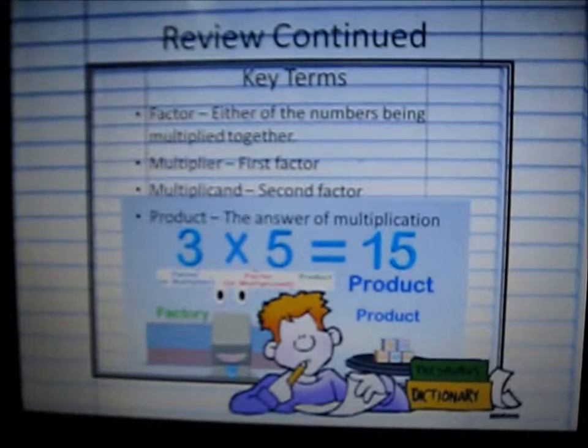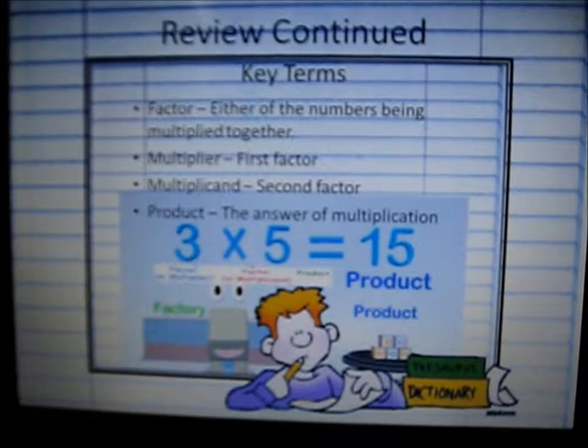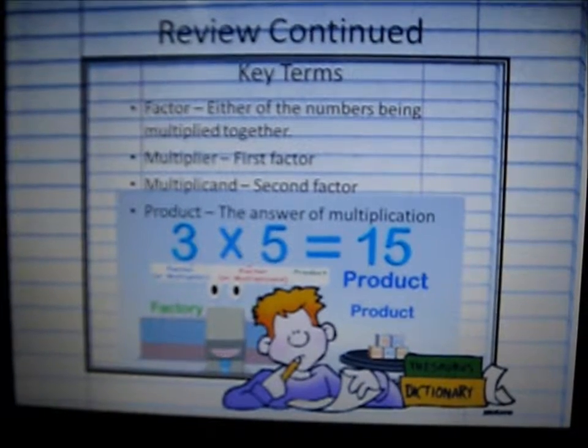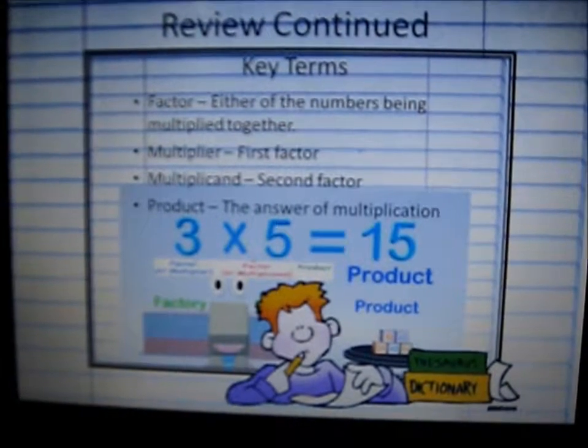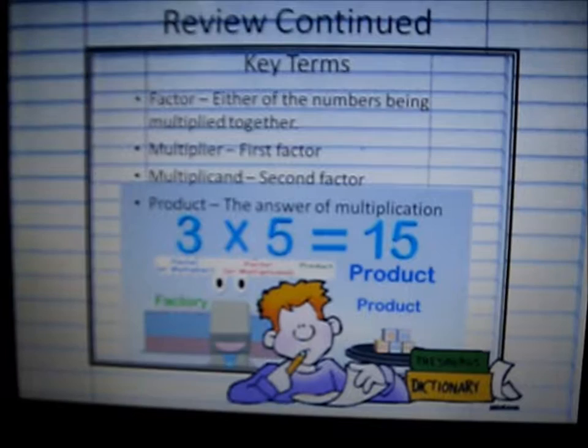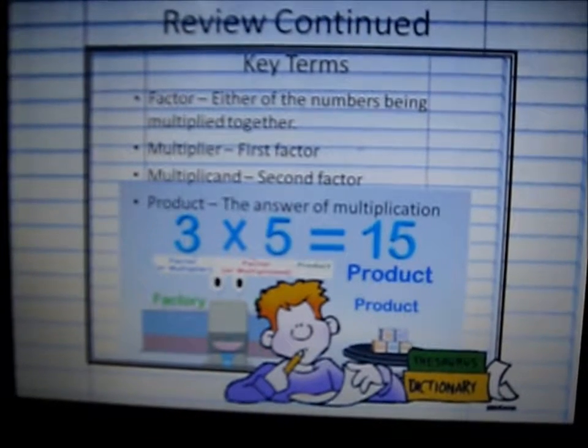Reviewing continued, let's look at some key terms. Factor, either of the numbers being multiplied together. Multiplier, the first factor. Multiplicand, the second factor. Product, the answer of multiplication.